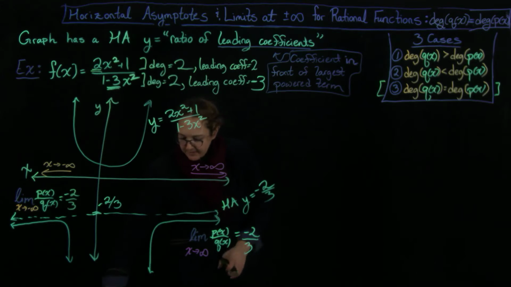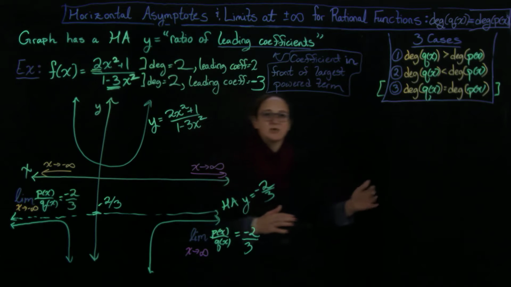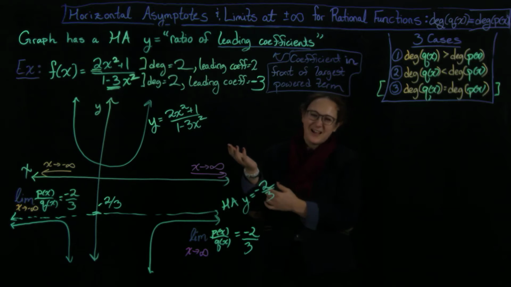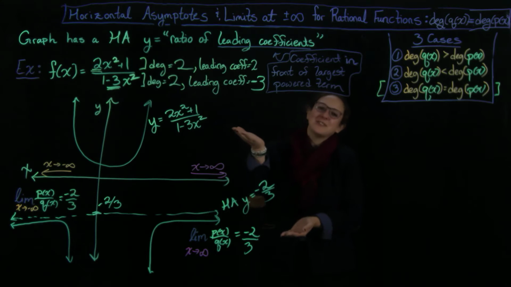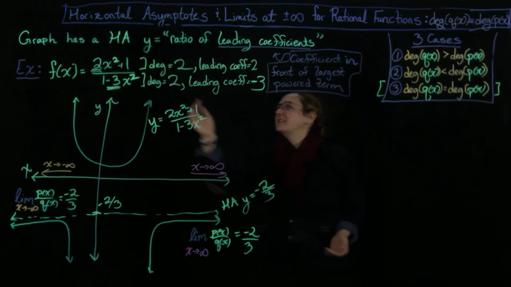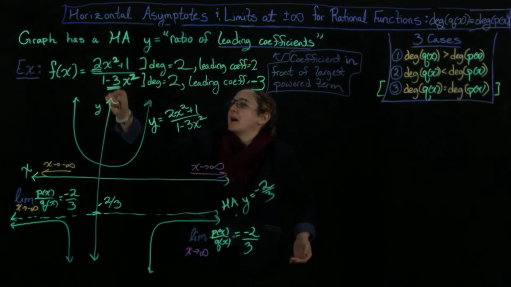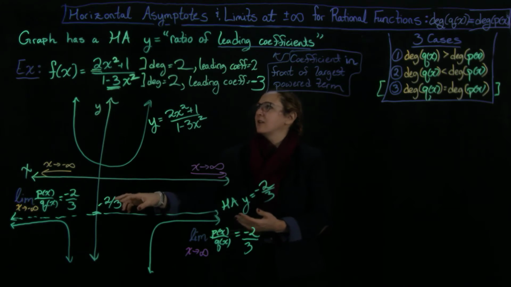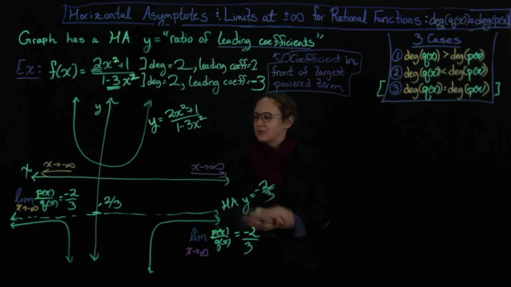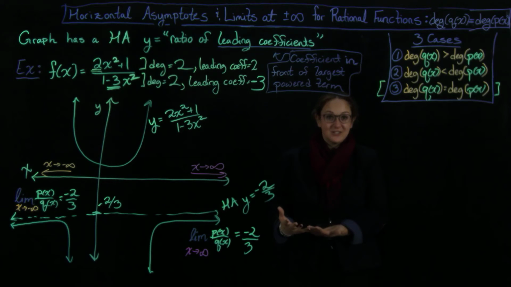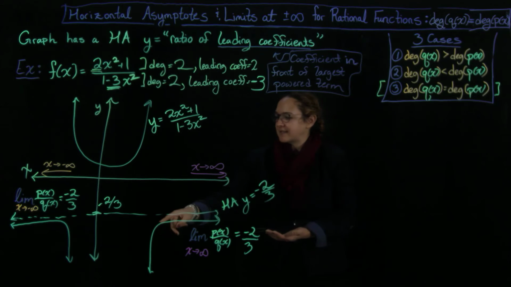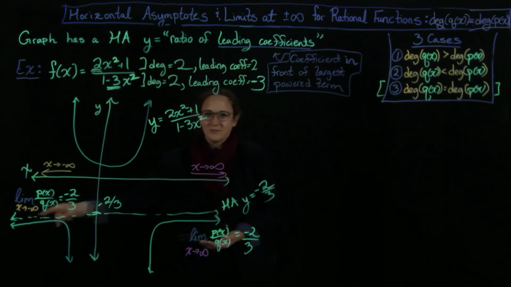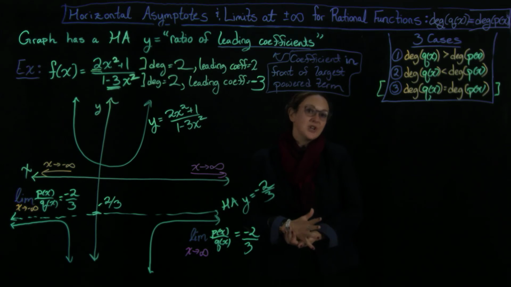The nice thing about this one is that the degrees are the same, so you just have to look for the highest power term on the top and the highest power term on the bottom. You look at what's in front of them, in this case 2 and minus 3. And then that ratio, 2 over minus 3, which is minus 2/3, gives you your horizontal asymptote. As I go out towards infinity I'm approaching this, and the same thing as I go out towards minus infinity. You will get the same thing with these rational functions.